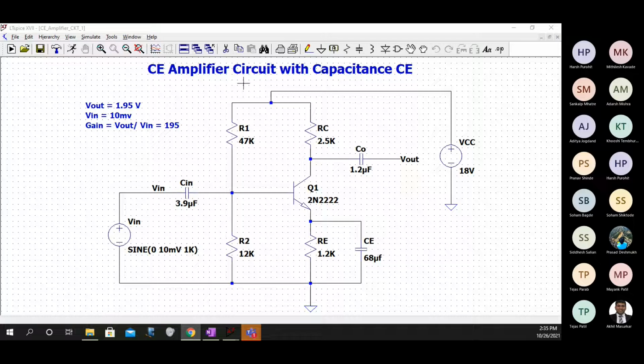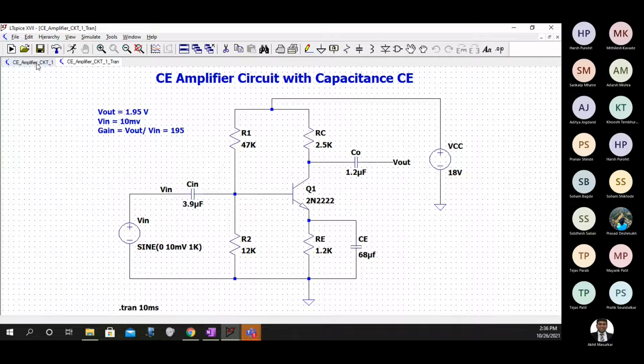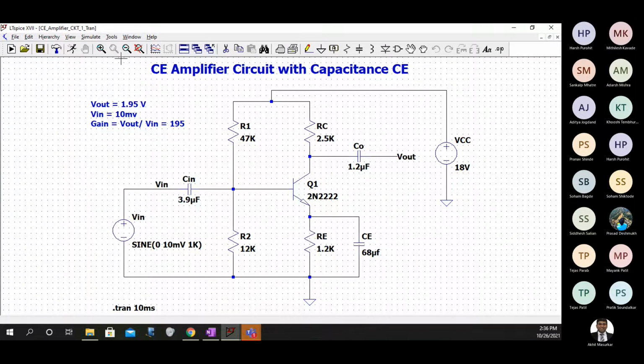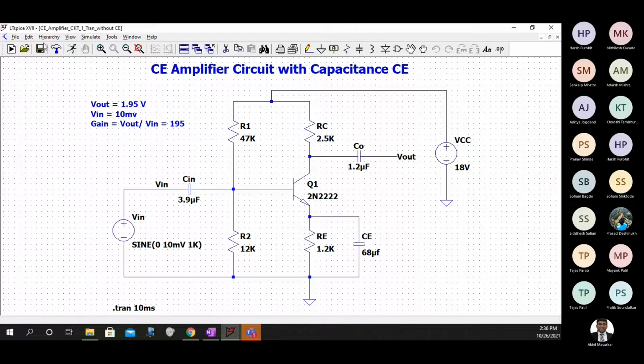So all this we have done with CE, right? We have done this with CE. So now we want to see what happens to the circuit when we do it without CE. So what I'll do is I'll just pick up this .tran circuit, and I'll save it as without CE. In this circuit now I will delete the CE.